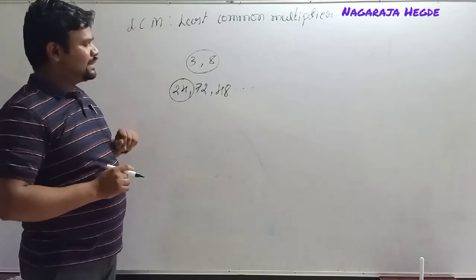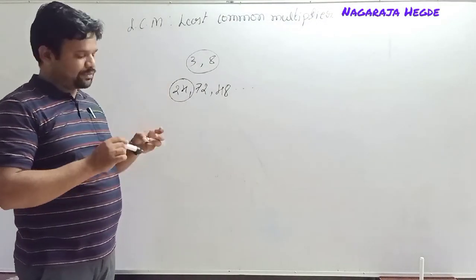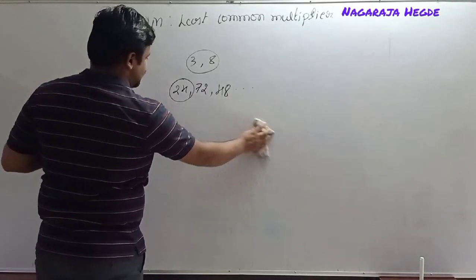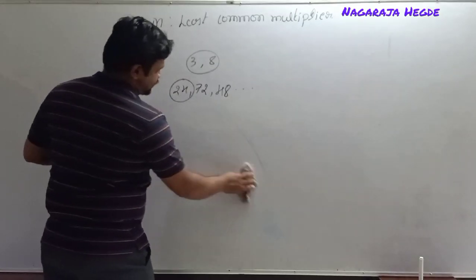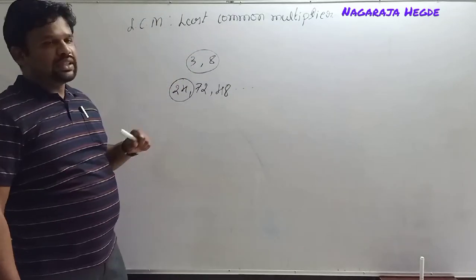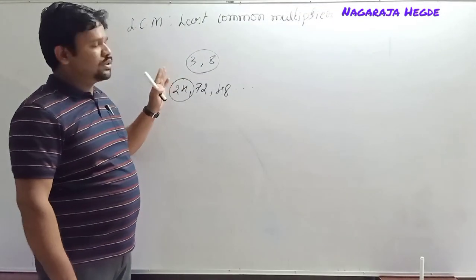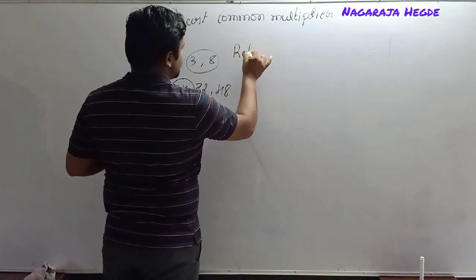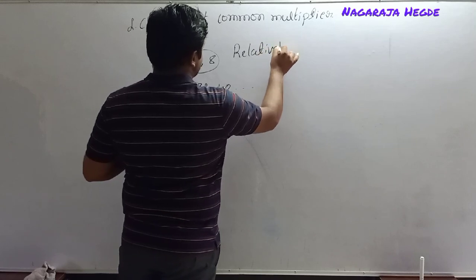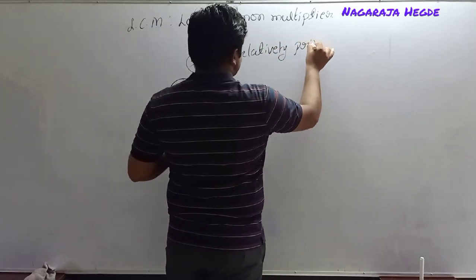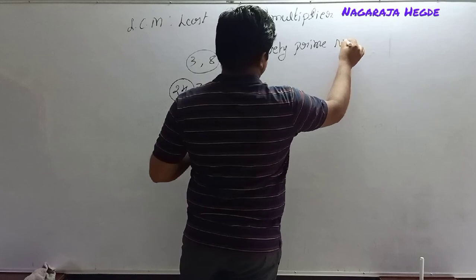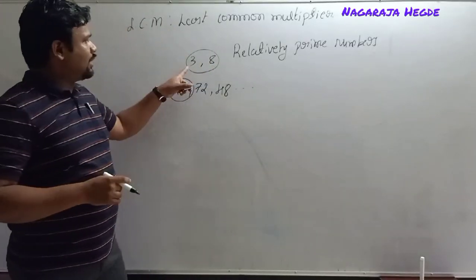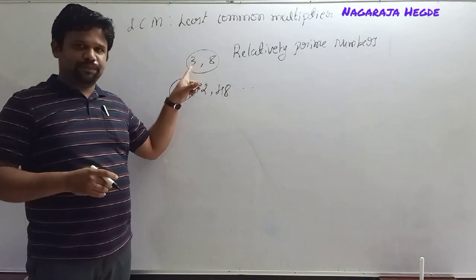And how to find this LCM? It is very simple. First observe the given two numbers. If the given two numbers are relatively prime numbers, what is the meaning of relatively prime numbers? Relatively prime numbers are nothing but numbers that do not have any common factors.